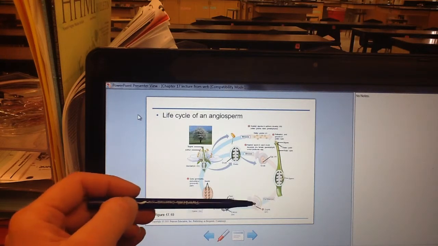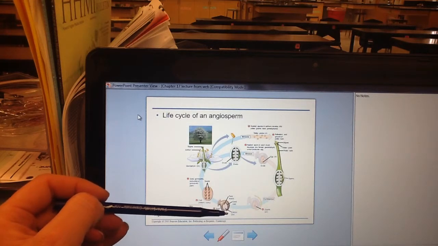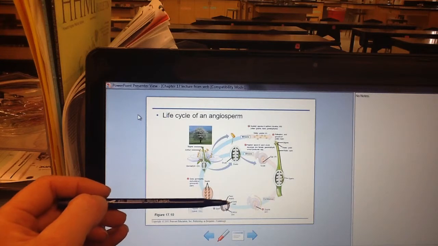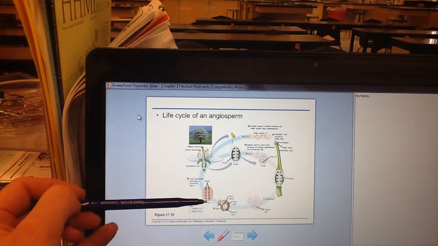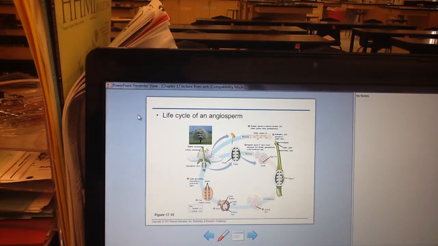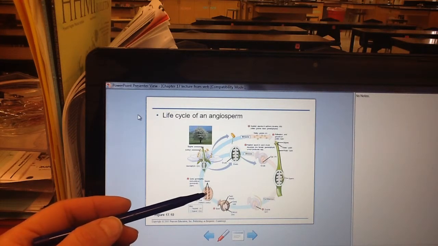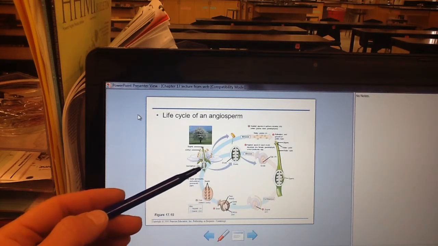The zygote is diploid. It's going to reproduce through mitosis, where it's going to turn into the seed, protected by a seed coat. Now what happens is this is going to turn into our fruit. And a fruit is simply the mature ovary with seeds inside of it. Now what happens is that when this germinates, this will turn into your flower.